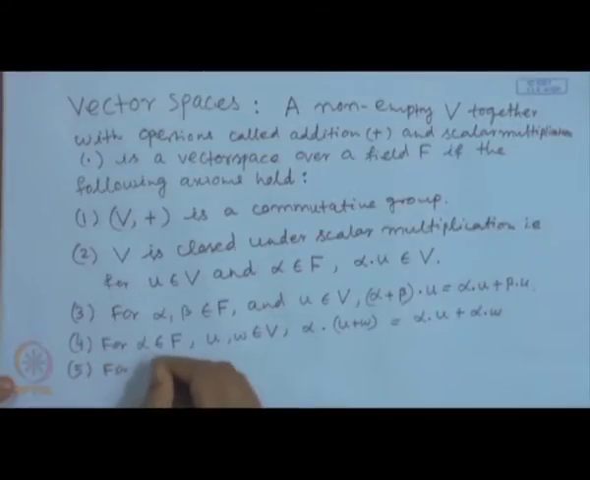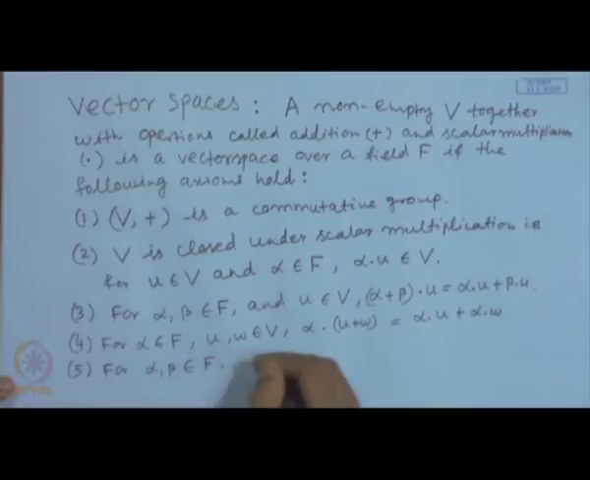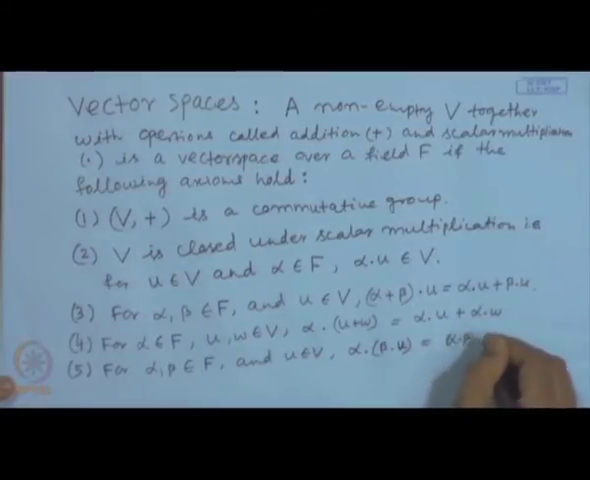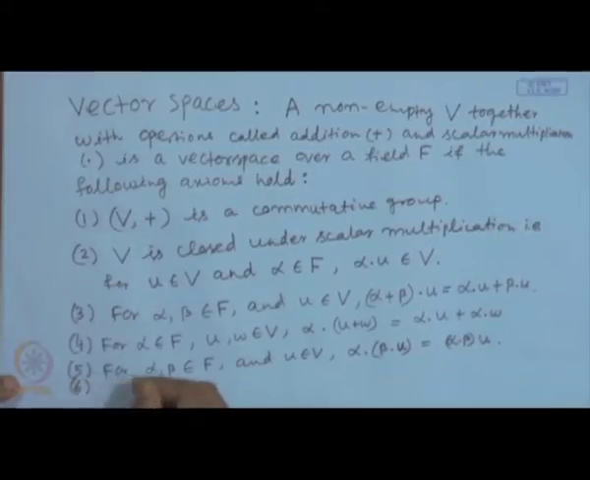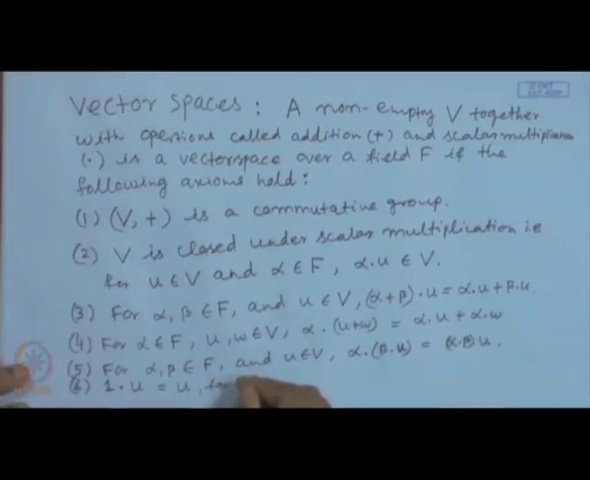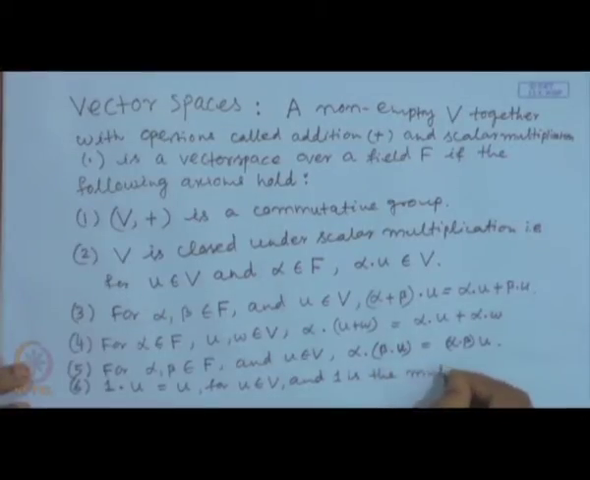Fifth property is that for alpha, beta in F and u in V, alpha dot (beta dot u) is equal to (alpha beta) dot u. And this sixth axiom is this: 1 dot u is equal to u for every element u in V, and 1 is the multiplicative identity of this field F.